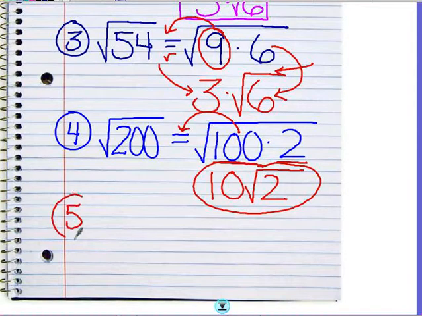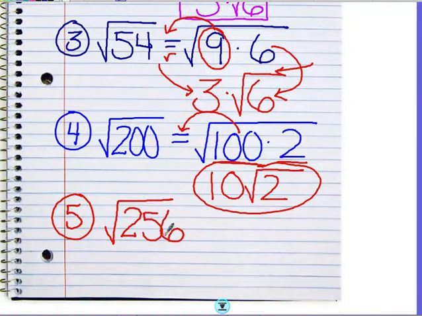Number 5. The square root of 256. Give it a shot.